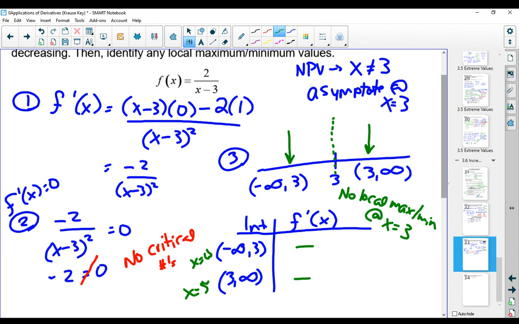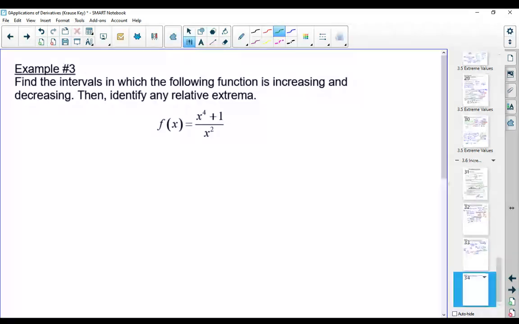All right, one more example. Find the intervals, again, in which the following function is increasing and decreasing, and find the relative extrema. Now, relative extrema is the same as asking you to find your local max or min.